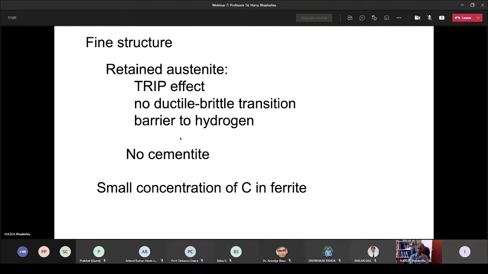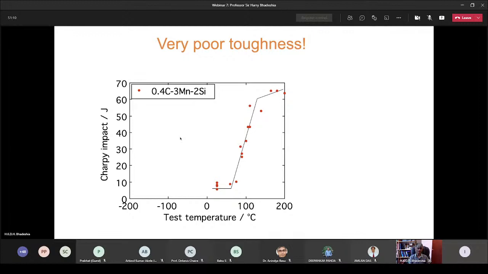So we made the material, and here it is, the plot of Charpy toughness versus temperature. And you can see that this has a very poor toughness, okay? Completely contradicting everything I said previously. The impact transition temperature is well above room temperature. What you want is really this to be at around minus 100 degrees centigrade.